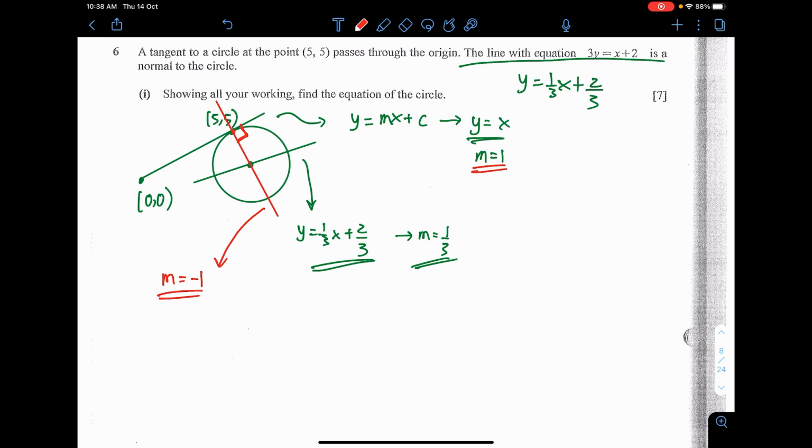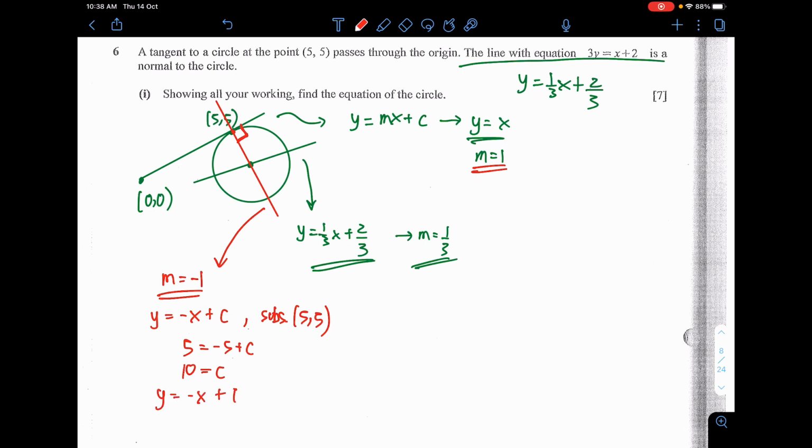So I can say that y equals mx plus c, so y equals negative x plus c. And you can tell that the line also passes through 5,5. So then I got 5 equals negative 5 plus c. c is actually 10. y equals negative x plus 10.